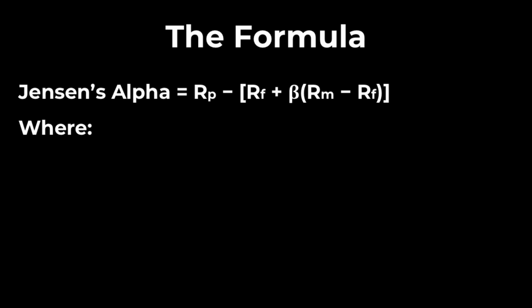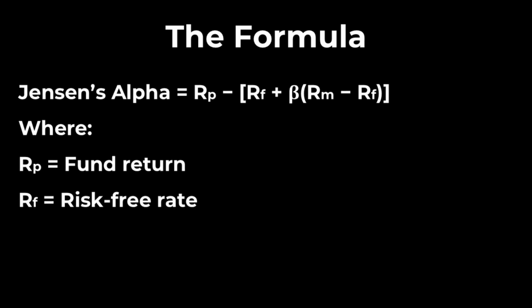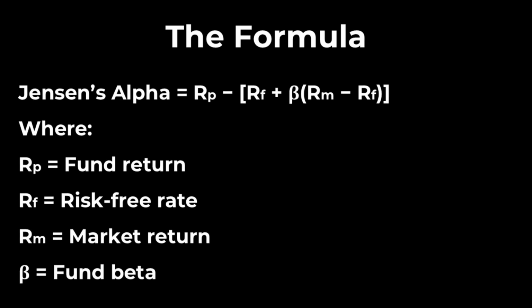Here's the formula. Jensen's Alpha equals the portfolio return minus the return predicted by CAPM. Each part plays a role. Rp is your portfolio return, Rf is the risk-free rate, Rm is the market's return, and beta shows how sensitive the fund is to the market.